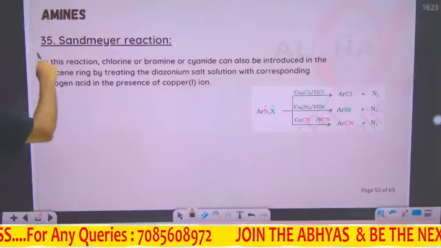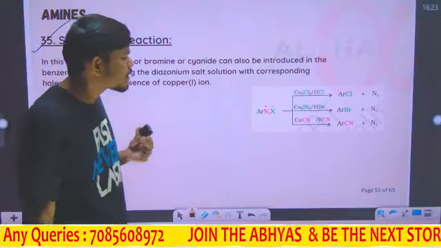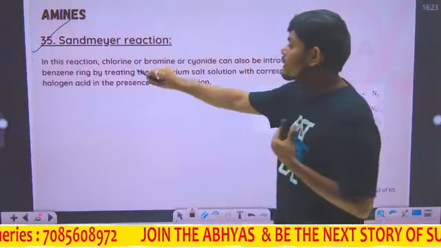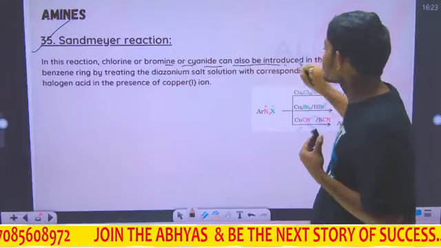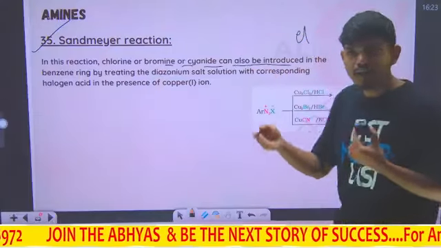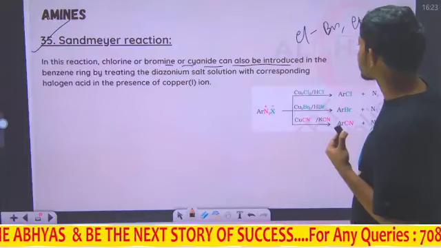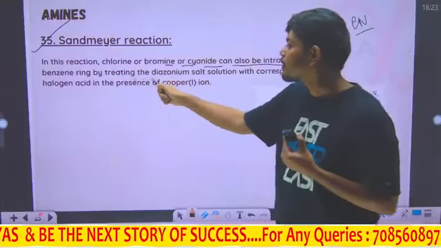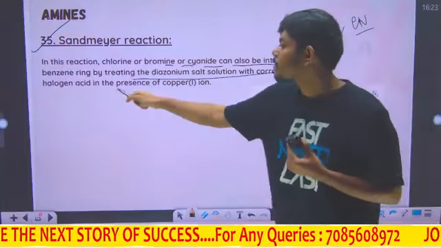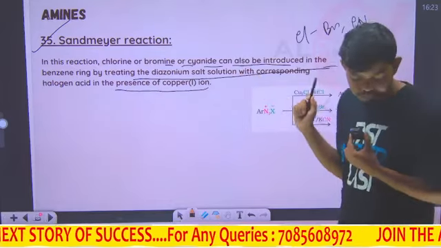Moving on, Sandmeyer reaction. In this reaction, chlorine, bromine, cyanide can be introduced. If you want to add chlorine, bromine, or cyanide to your benzene ring, you treat the diazonium salt with the corresponding halogen acid in the presence of copper.